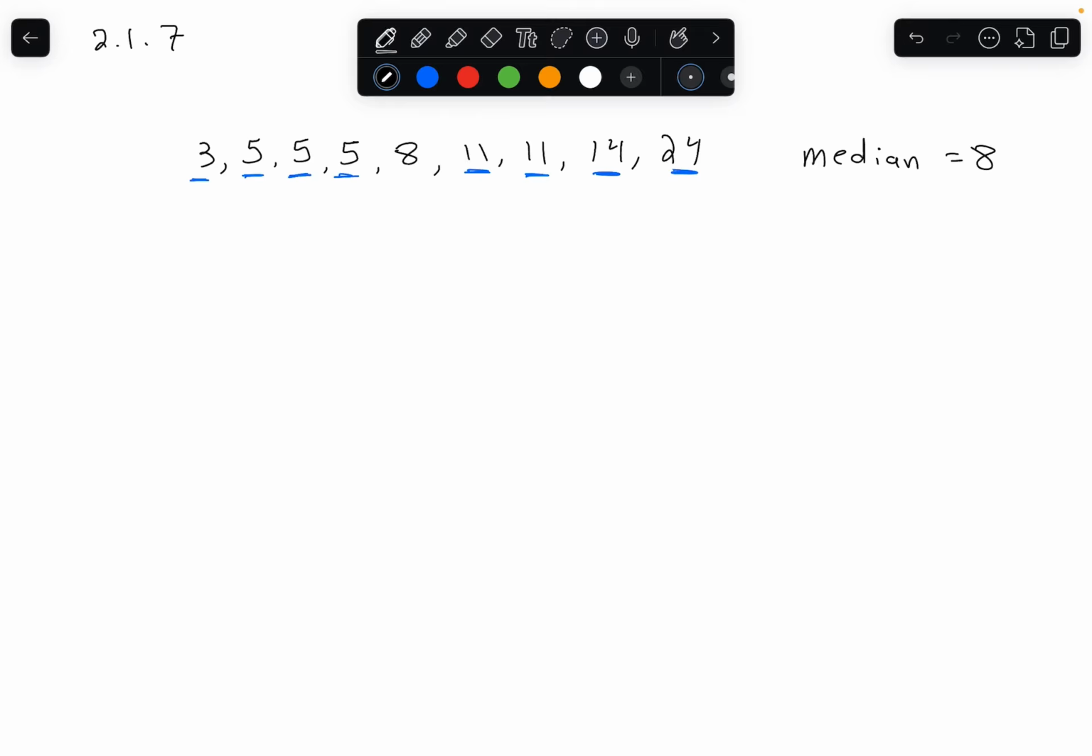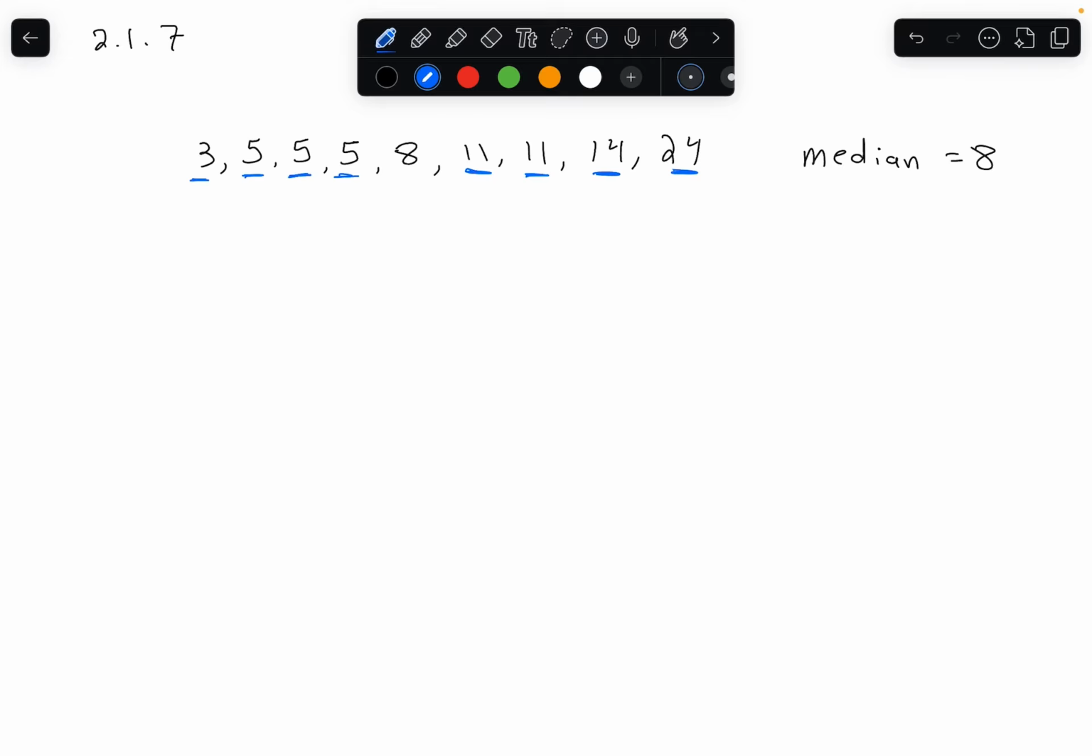If I instead had ended up with two numbers in the middle, then I would have to find the average or the mean of these two numbers. So I would just add them up, divide by 2. However, in this case, I only ended up with one number. So there's my median. Next, I'm going to find the first quartile and the third quartile.